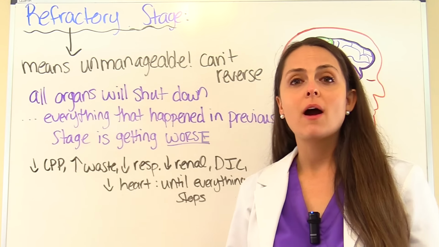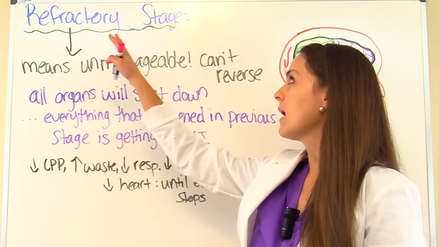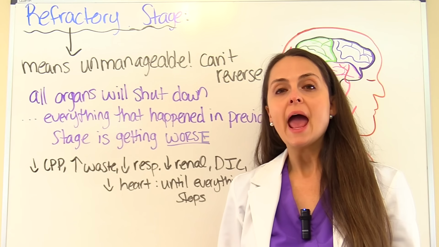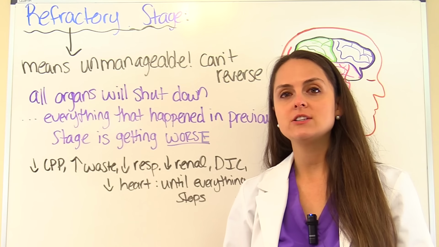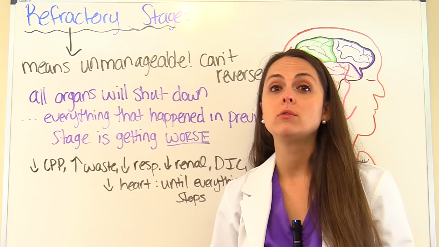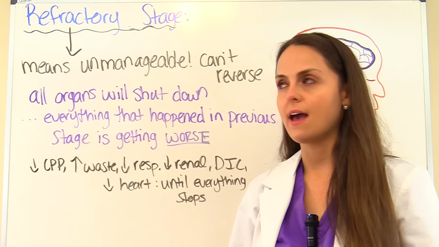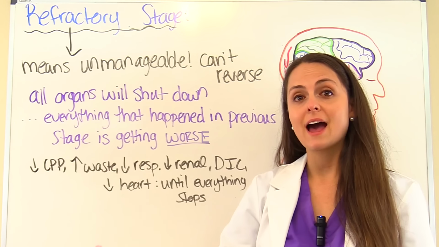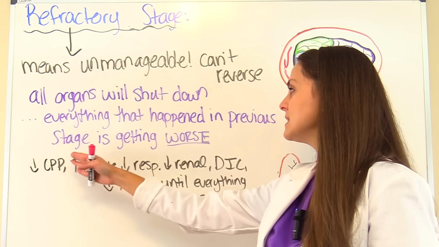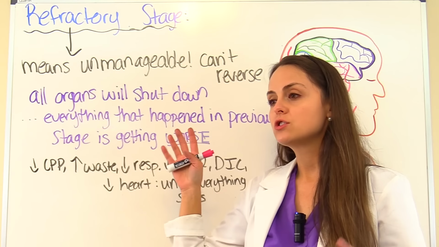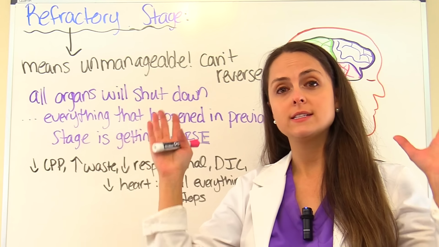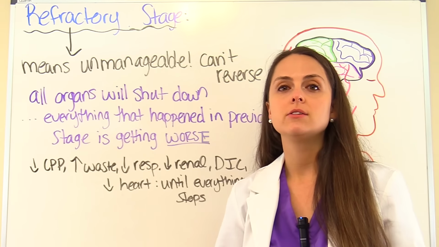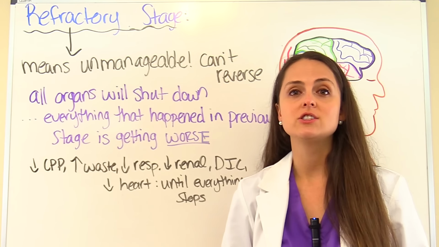And this leads us to our last stage, which is the refractory stage. And the word refractory means unmanageable. And whenever a patient hits this stage, it cannot be managed and it cannot be reversed. The end result is death. And this is where all the organs are going to shut down. So everything that was happening in that progressive stage is getting worse. You already saw how the function was deteriorating. It's just going to keep going and going until it completely stops and everything shuts down.